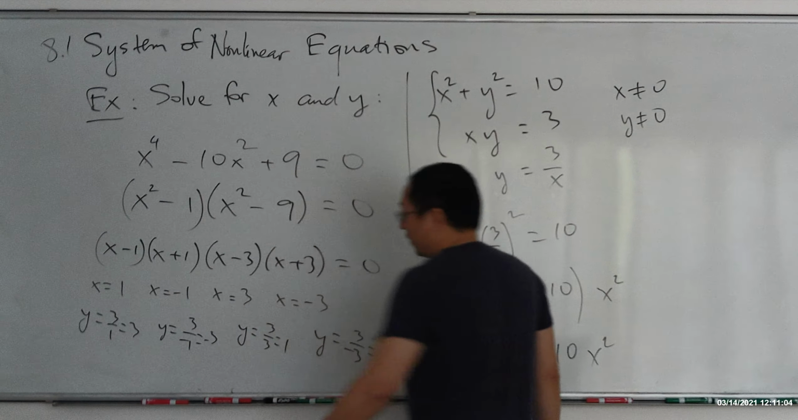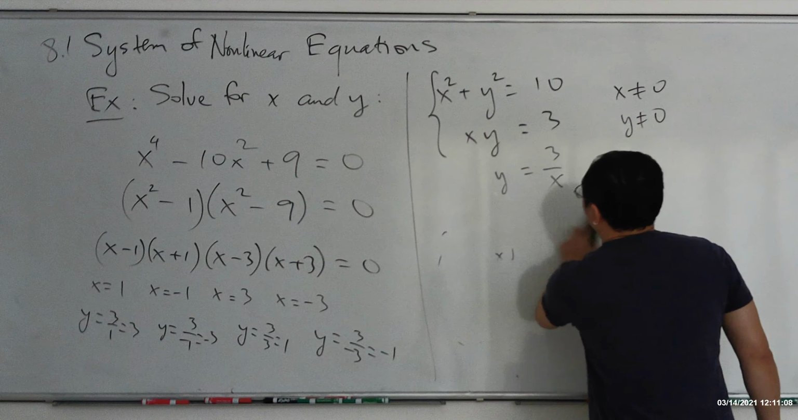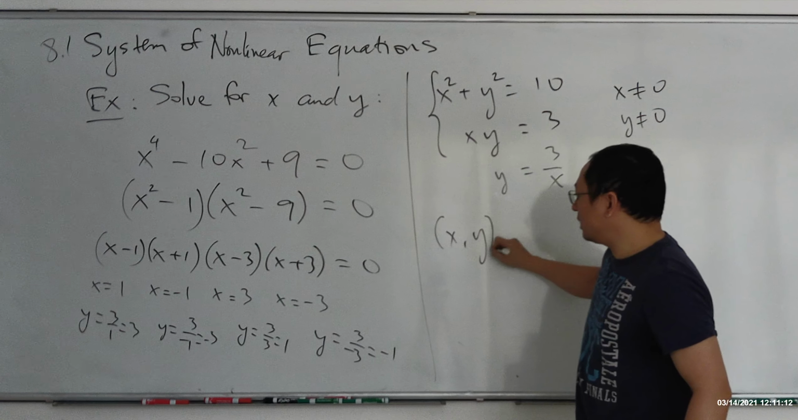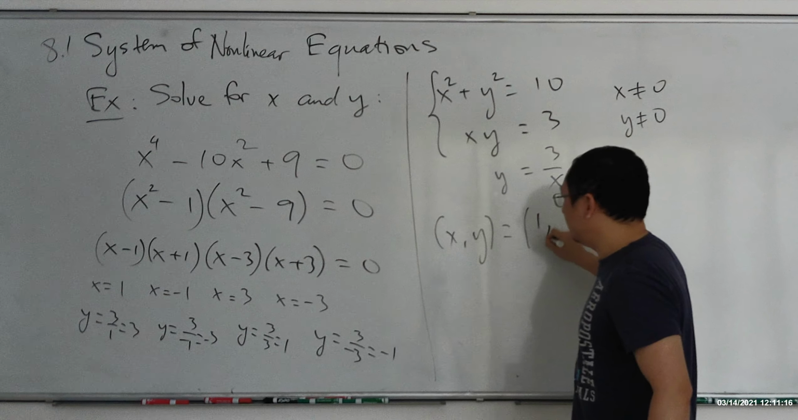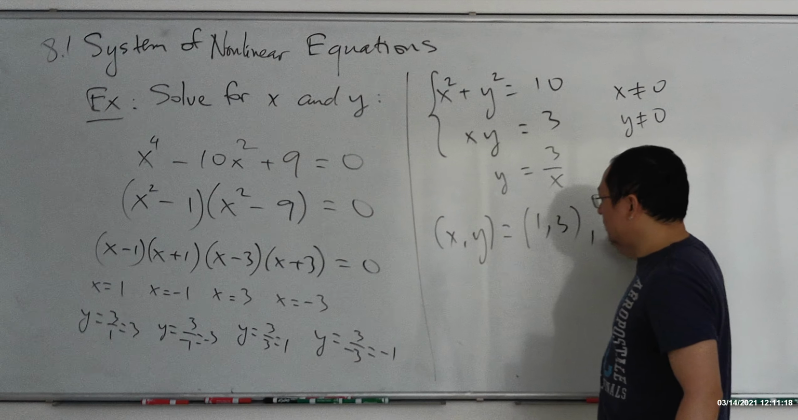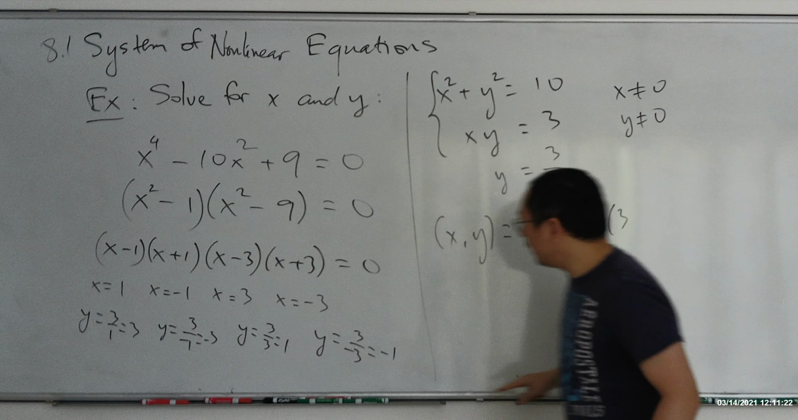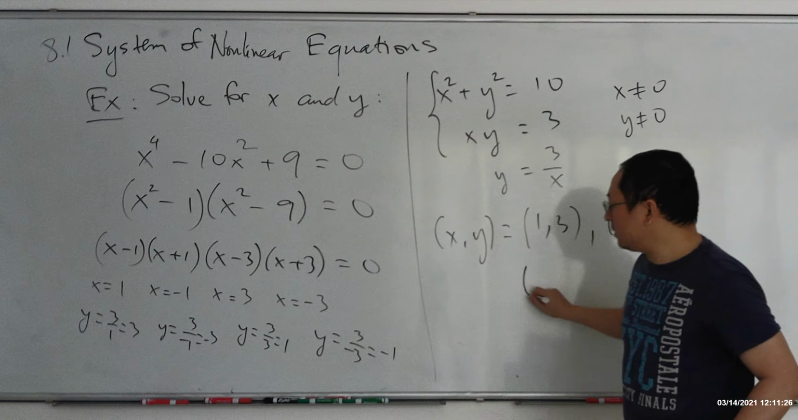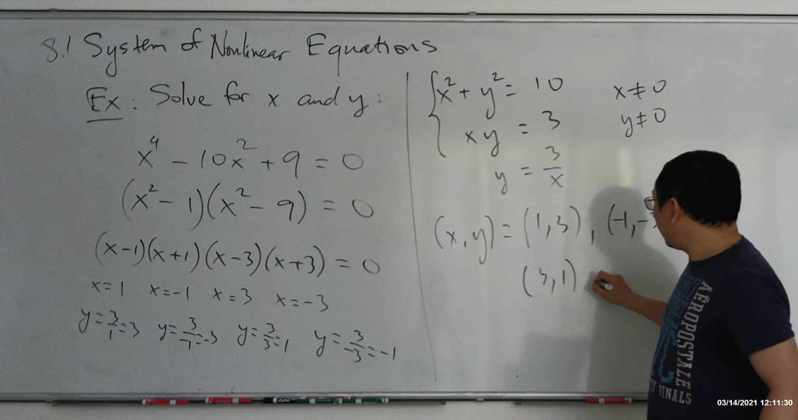You're going to have 4 possible solutions in here. (x, y) is going to be equal to (1, 3), and what else? (3, 1)? No wait: (1, 3), (negative 1, negative 3), what else? (3, 1), and then (negative 3, negative 1).